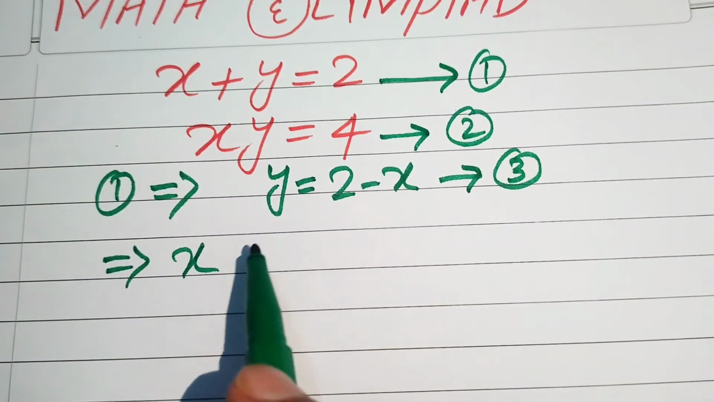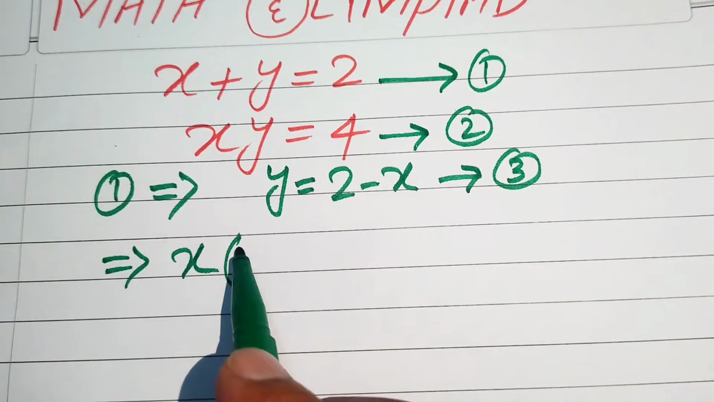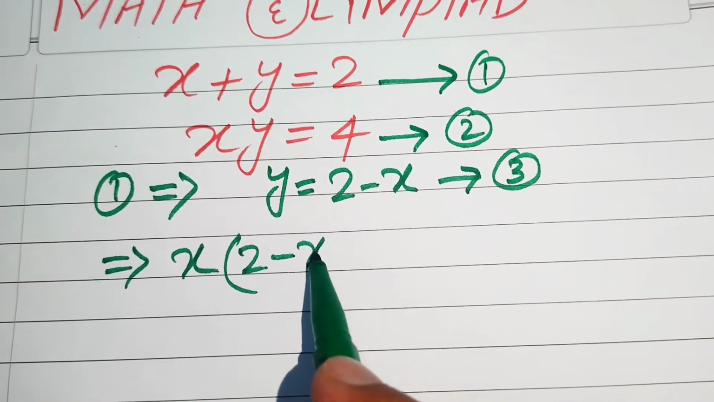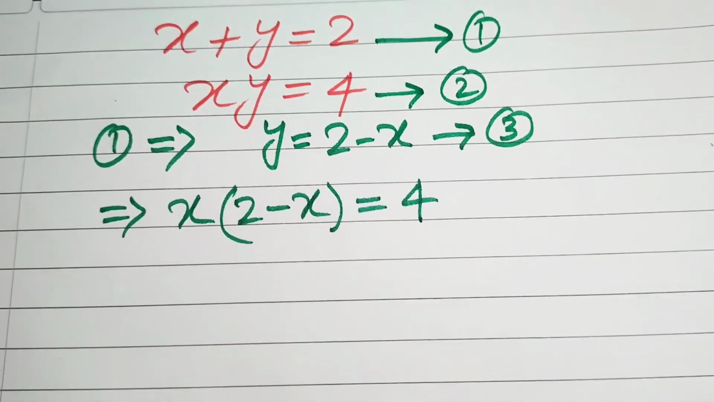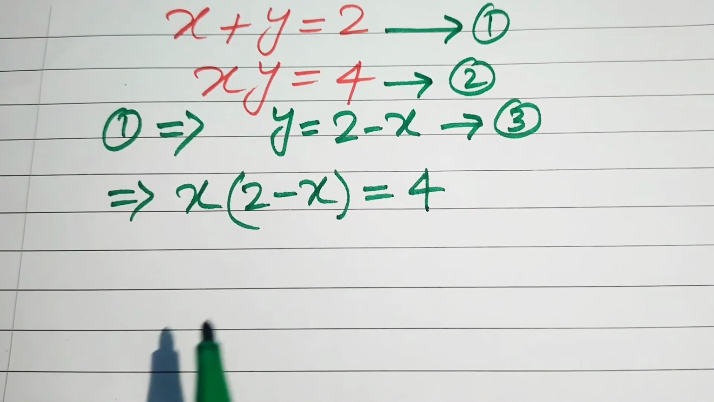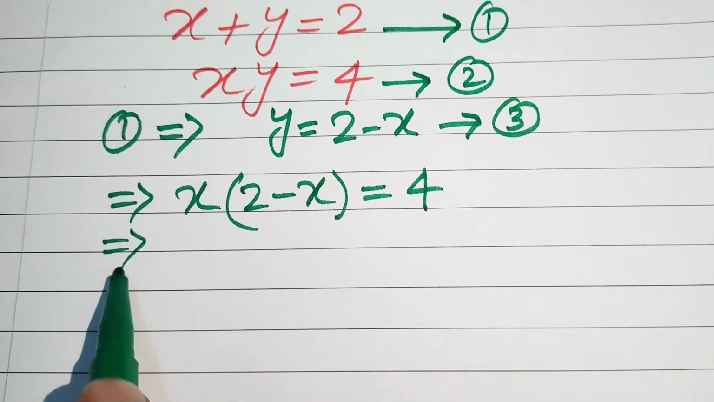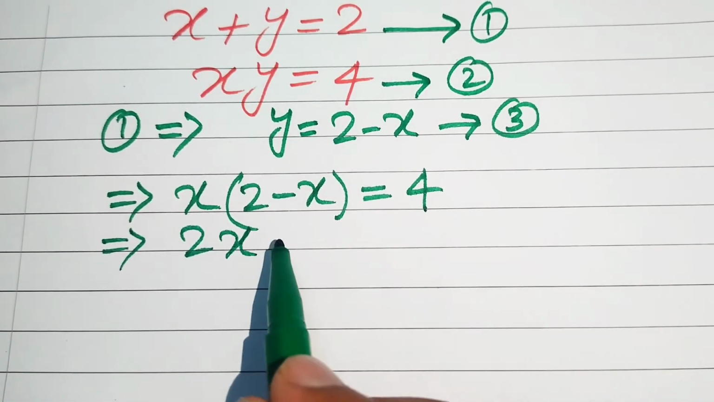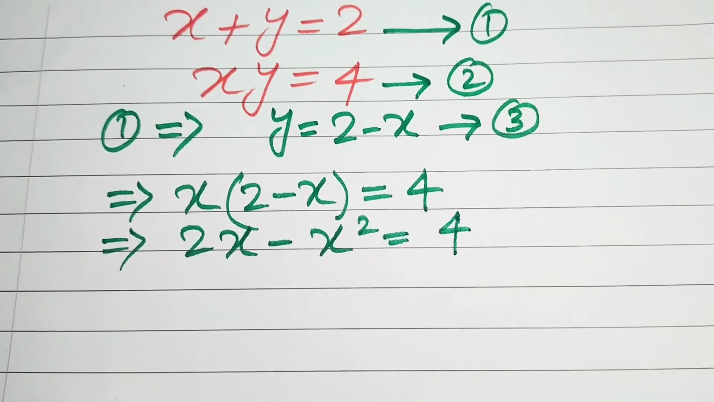So here we substitute this value, and it will be written as x times 2 minus x equals 4. Okay, so now in the next step we multiply this x on both of these terms, and it will be written as 2x minus x square equals 4.